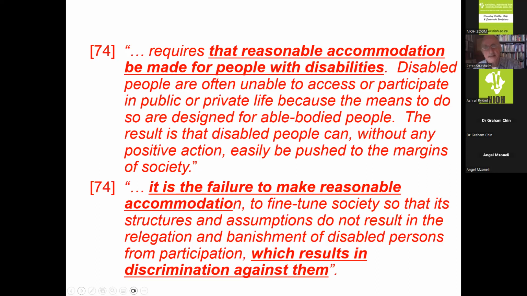COVID-19 and the sequelae now for people with disabilities brings disability law, incapacity law, and reasonable accommodation to where it should be, far higher on the agenda of employers. And COVID-19 has done that. And I simply ask you, please, to take all this seriously, because the consequences of not doing so are catastrophic. Next slide, please.